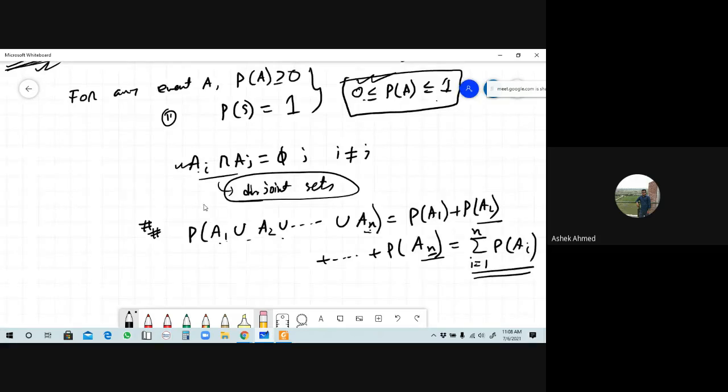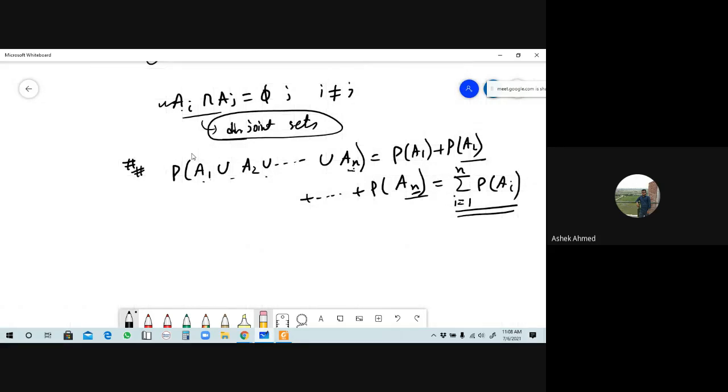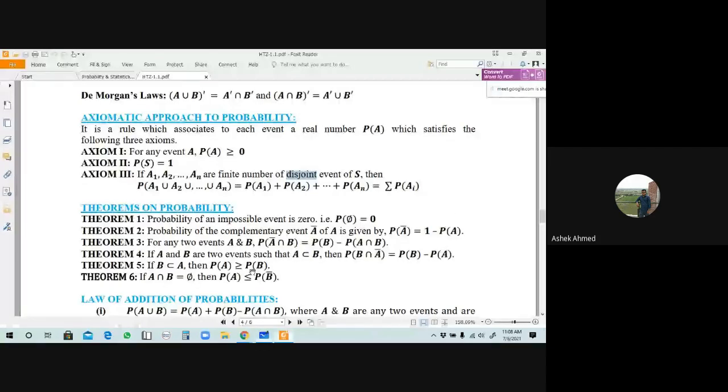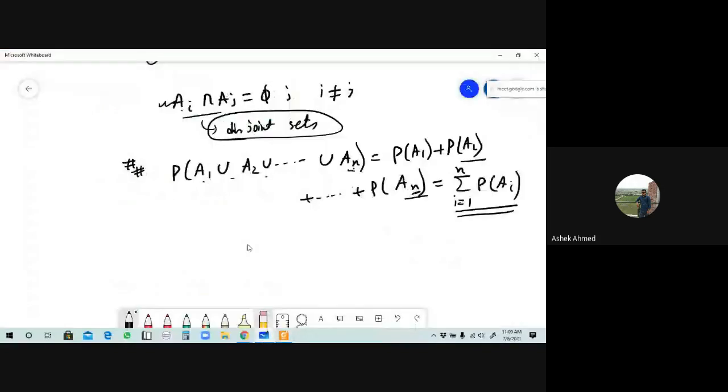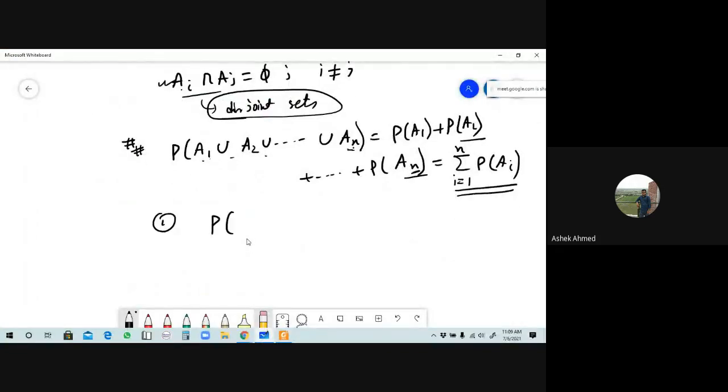Now we will prove another formula here. In the next theorem, theorem number 1, we will prove the probability of an impossible event. Impossible event means the event does not contain any element, that means the empty set. Understand? Impossible event means the empty set. Okay, for any empty set, the probability of phi will always be 0.